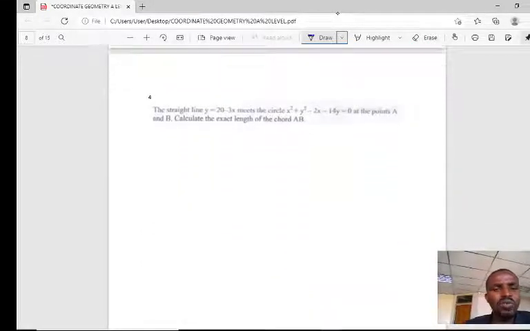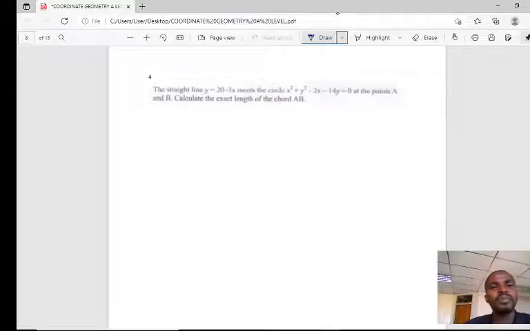Right. Question number 4. The straight line y is equal to 20 minus 3x meets the circle x squared plus y squared minus 2x minus 4y is equal to 0 at the points A and B. Calculate the exact length of the chord AB.